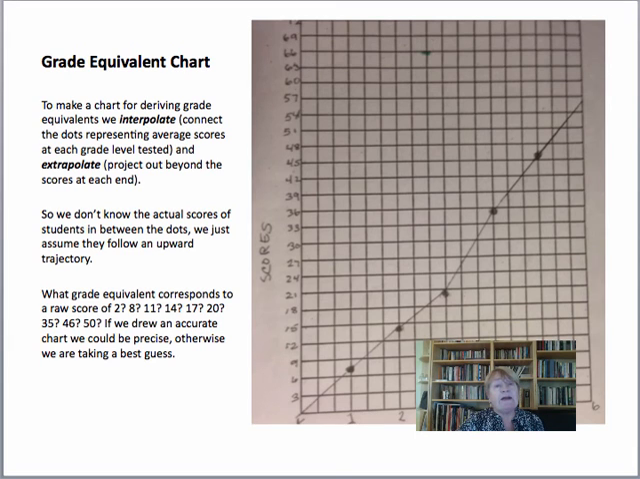And then I connected the dots. I interpolated, so I connected in between the dots that I had, and then taking the slope of the line, I extrapolated out beyond the dots. So on the low end, I extrapolated from first grade down to kindergarten. I didn't test any kindergartners. And on the high end, I extrapolated from fifth grade up to sixth grade.